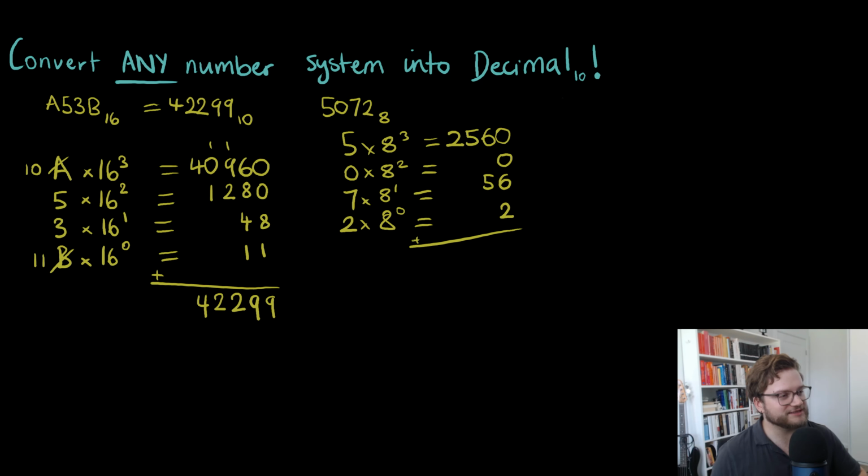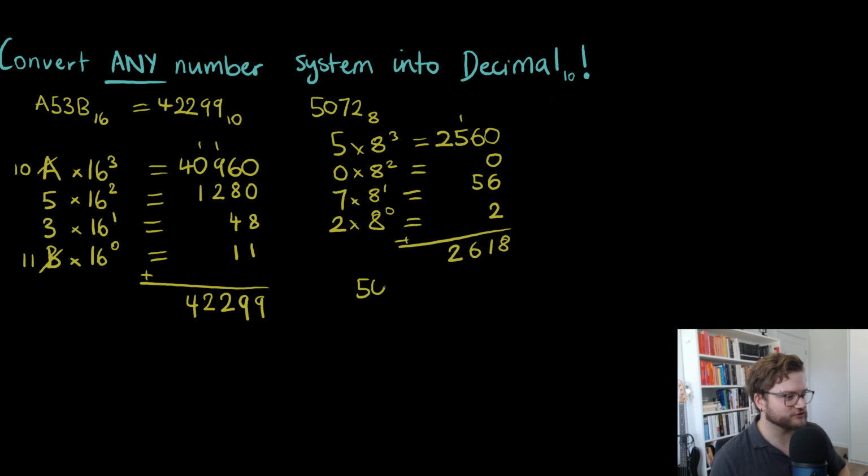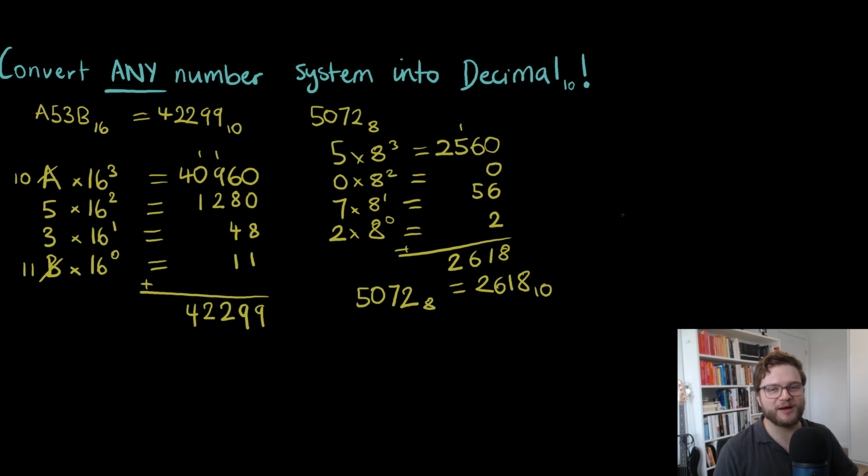Now let's add all of these together. We have 6 plus 2 is 8. We have 5 plus 6, which is 11, and carry the 1 there. We have 1 plus 5 is 6, and we have 2. And now, don't just take my word for it, I'm going to use an online converter to test for myself and convert. 2,618. So my answer was correct, and hopefully my logic is correct. So let's write this. 5,072 in base 8 is equivalent to 2,618 in base 10.